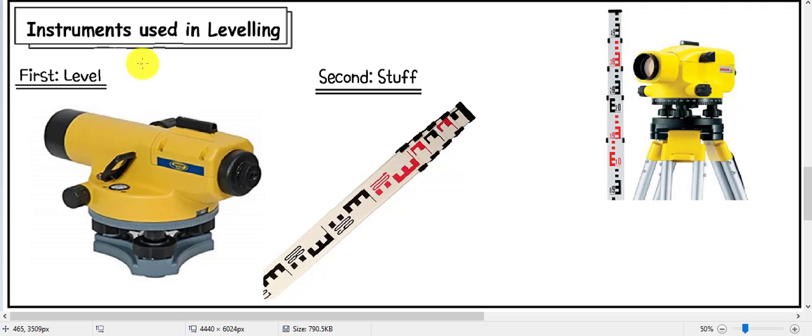If we want to know the reduced level of certain points, we must use the following instruments. The first instrument we call the level, and the second instrument we call the staff, and we will know their components and we will train on them in the lab section.